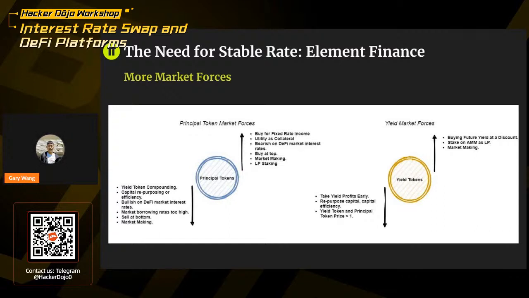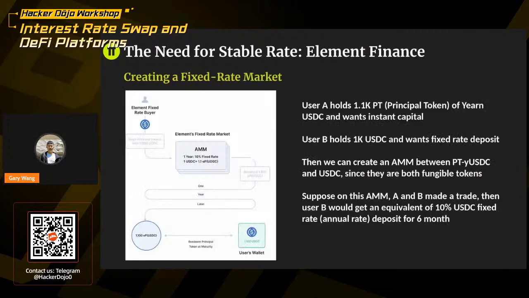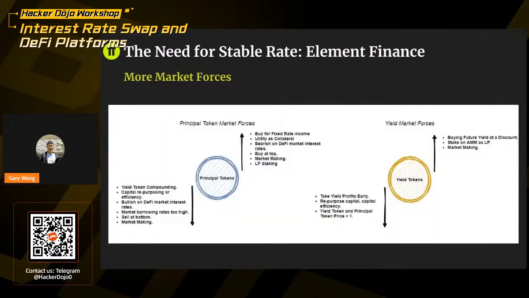That is covered in the previous example, and you can use the principal tokens for market making, because on DeFi we usually use automated market makers. So depositing liquidity is crucial to mechanisms such as automated market makers. And you can also accrue some interest by depositing in the AMMs.